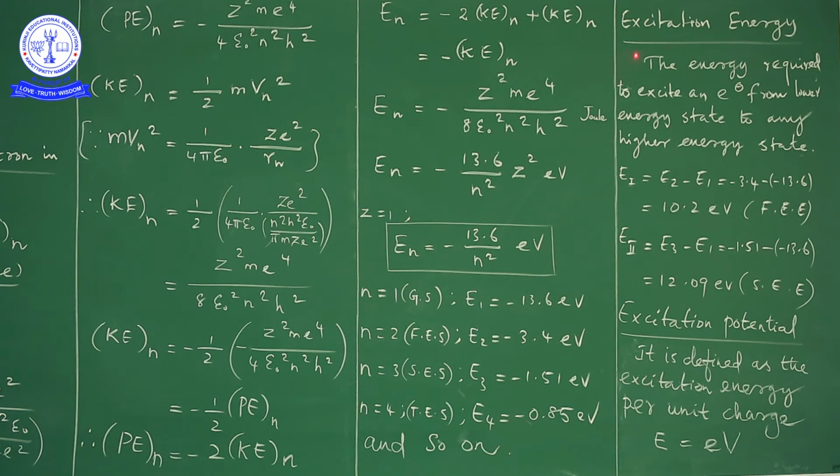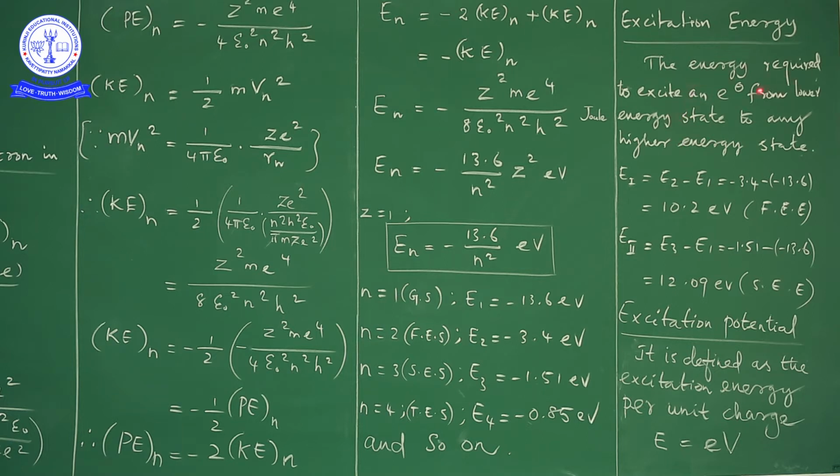Then we have to move to excitation energy. What is meant by excitation? Excitation is nothing but travelling from one place to another place. One place is the ground state, another place is the excited state. So, we have to excite an electron from the ground state to the excited state.